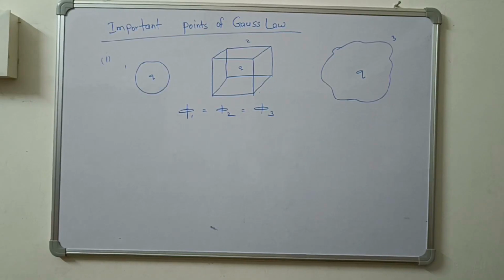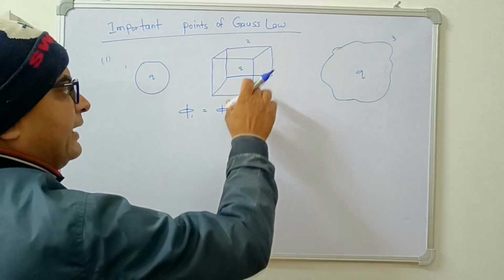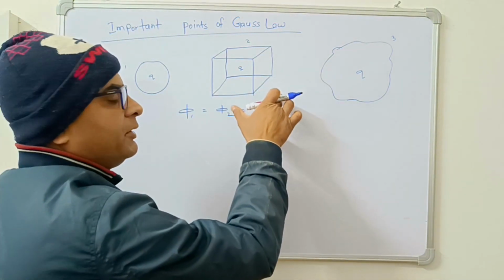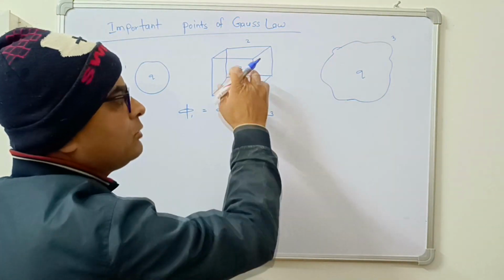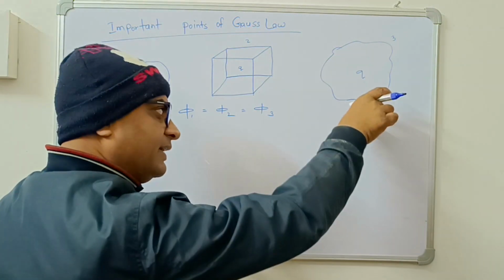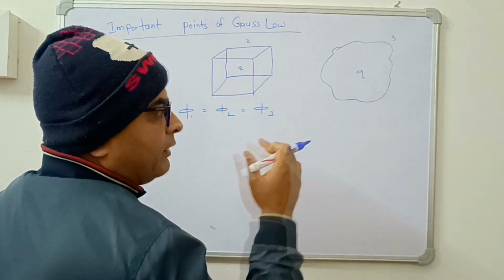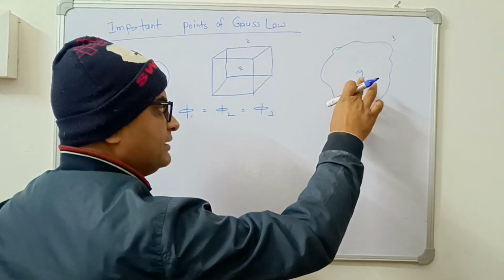So now we will discuss some important points of Gauss law, and point 1 says that, as you can see, the charge is the same in this circular area, and this is your cubical face, and here also the charge is the same, and here you can say any closed surface. In that we have placed a charge q at the center.